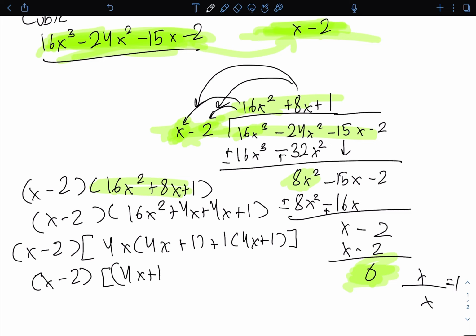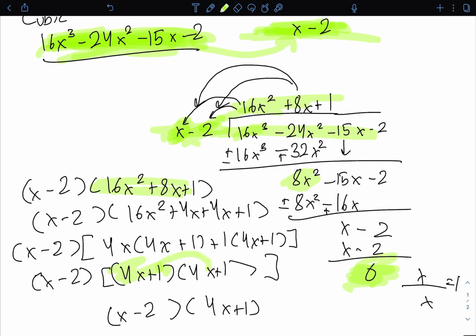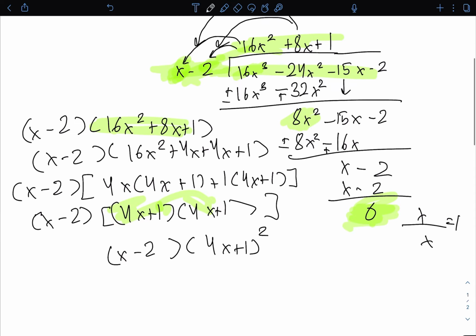So x minus 2, 4x plus 1, 4x plus 1. These are the same terms, so I can just replace it as 4x plus 1 squared. I don't think I need to write both of them down. You look, this is the same term, multiplying 4x plus 1 into 4x plus 1. That's basically the same as saying 4x plus 1 squared. Okay, so this is the equation fully factorized.